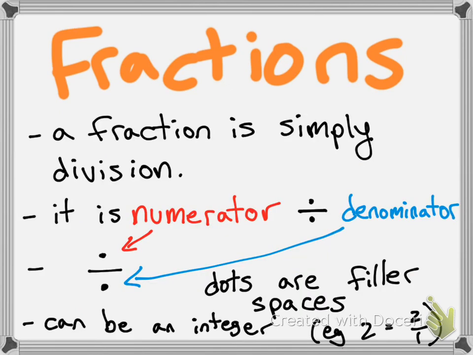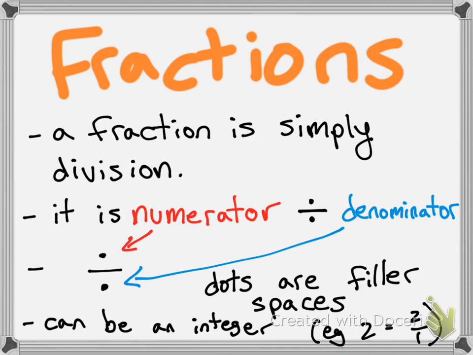A fraction is simply division. It is a numerator divided by the denominator. We see that sign right there, and we've talked about that before. That division sign we see here is simply the numerator divided by the denominator. Those dots are placeholders for the numerator and for the denominator.